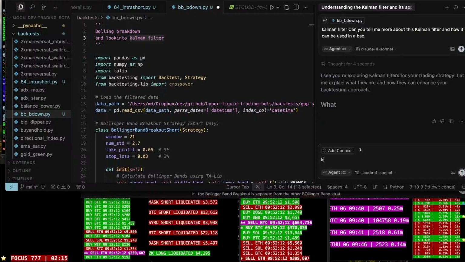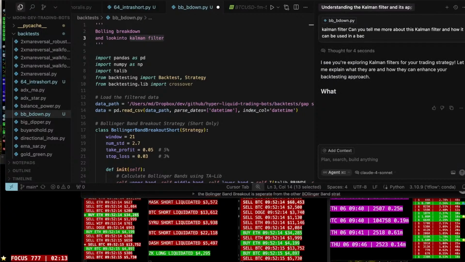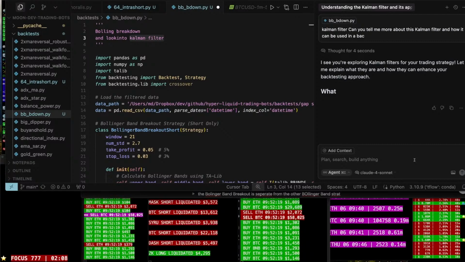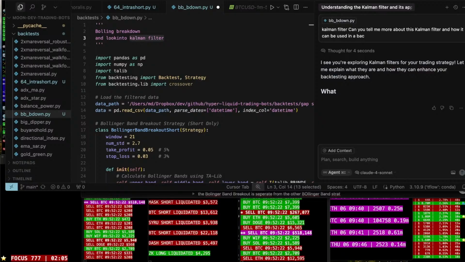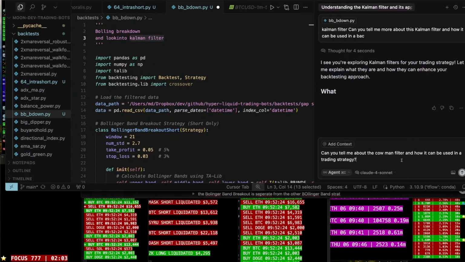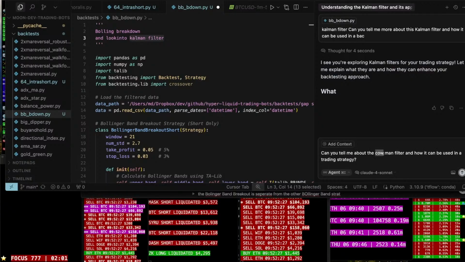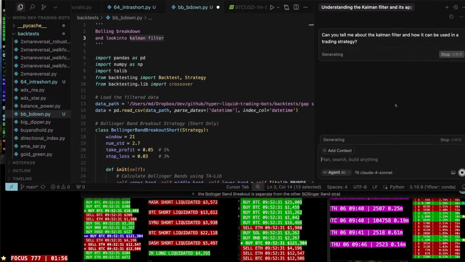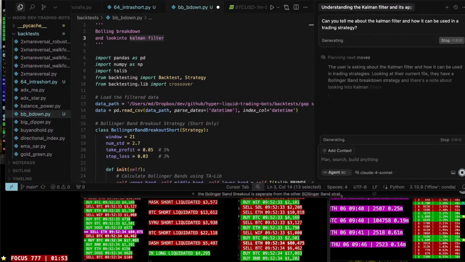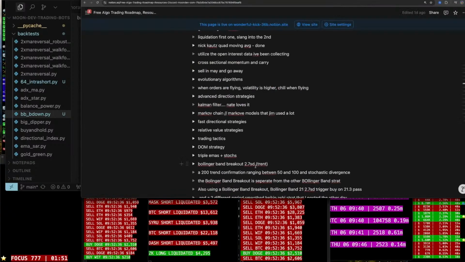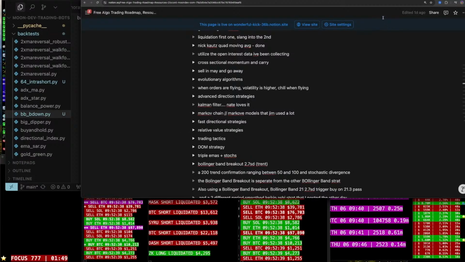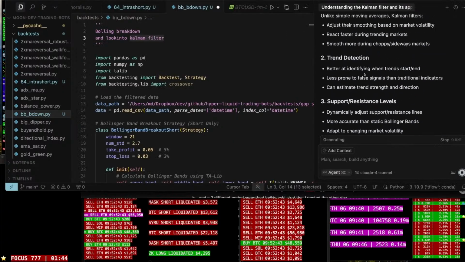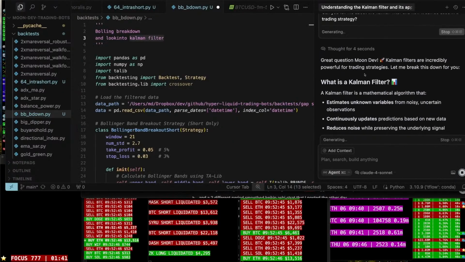What's going on here? Can you tell me about the Kalman filter and how it can be used in a trading strategy? Okay, there we go. So let's learn a little bit about this. Again, this is from my idea list. And then Bollinger Band breakout 2.7 SD. I think that means standard deviations. Okay, let's read about this because this is the game. This is the game we're playing.